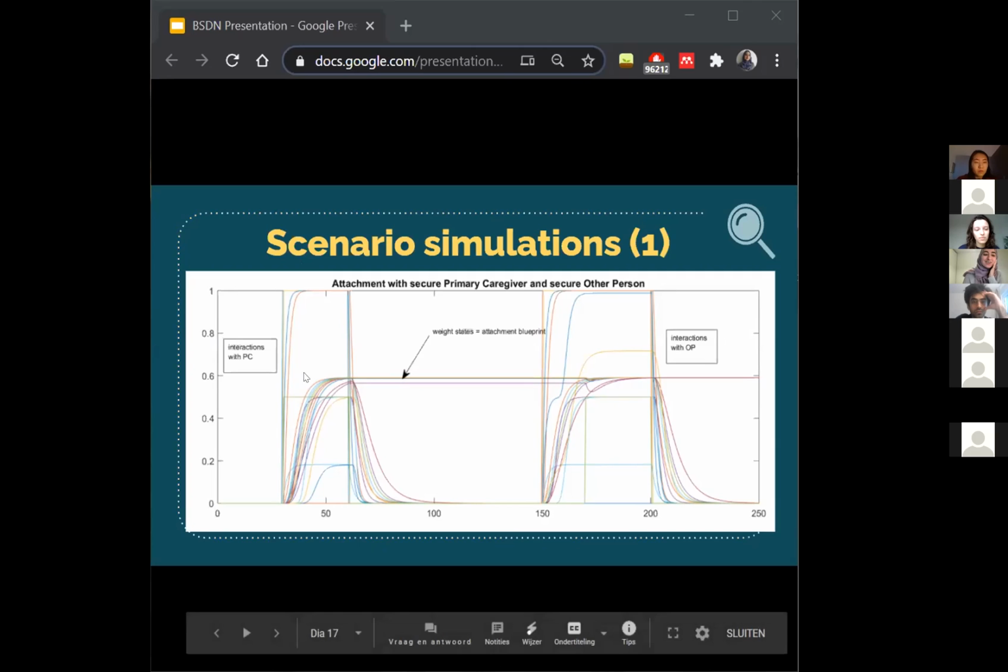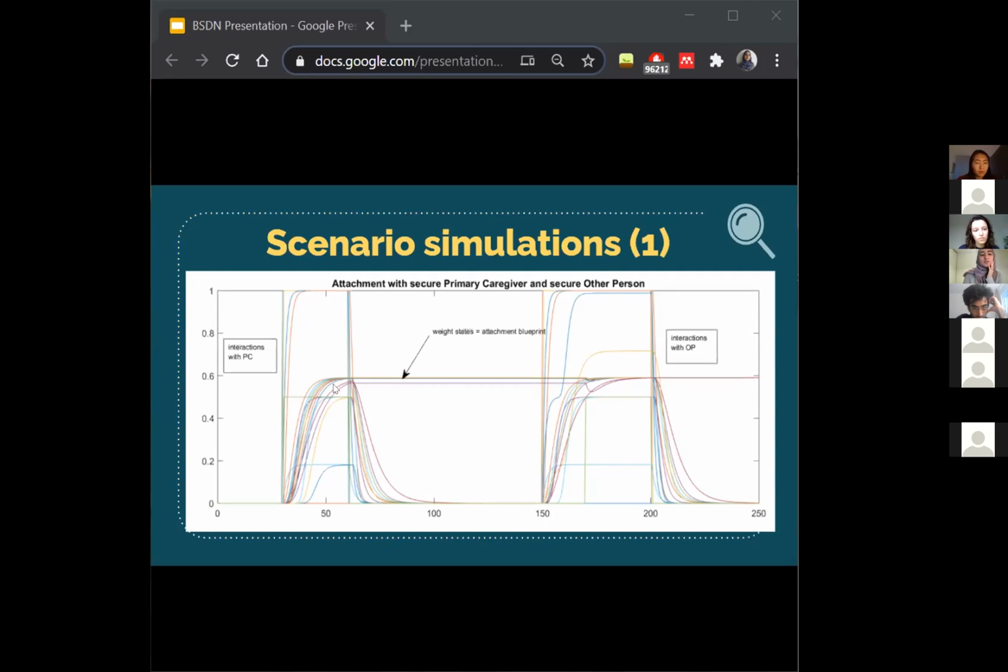What you can see here in the scenario are the interactions of the individual with this primary caregiver. This primary caregiver interacts with certain levels of responsiveness, reliability, and sensitivity. Since this primary caregiver is securely attached, we have healthy values for this primary caregiver. You can see all those states here, the W states, and all states. Then at a certain point in time, this primary caregiver leaves, and we have those W states, which are the blueprint for the attachment style, because this attachment style needs to be saved. This is something that stays with the person.